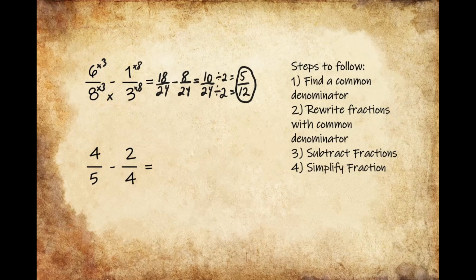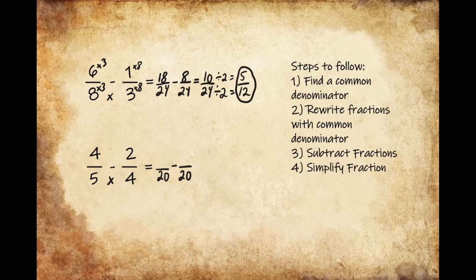So as we can see here, our first step is going to be to go ahead and find a common denominator. So we're going to go ahead and multiply the denominators once again. So we know that 5 times 4 gives us 20. So we're going to go ahead and rewrite our fractions with a new denominator of 20.